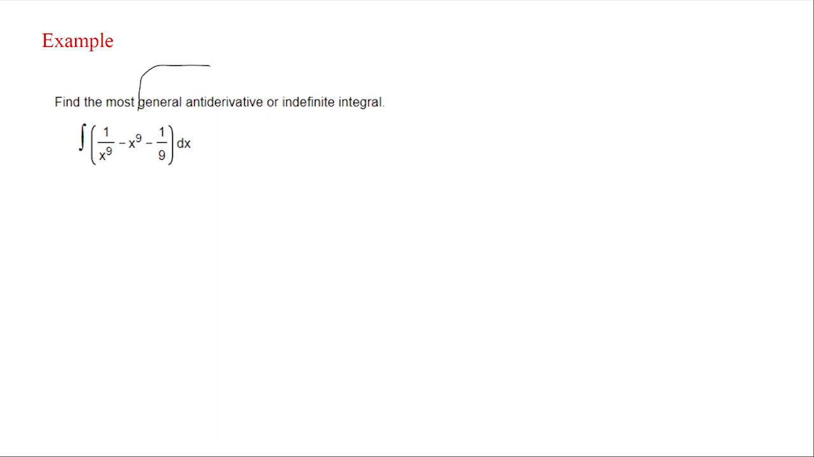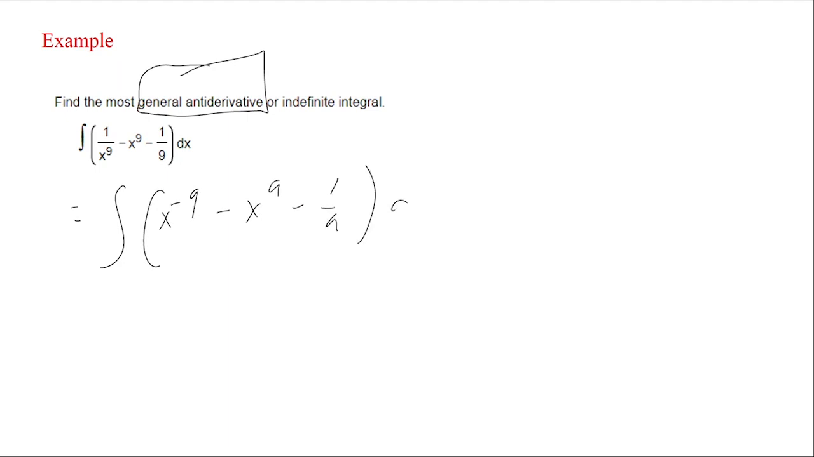Here we are just trying to find out the general antiderivative, meaning finally after finding the antiderivative of each of these functions, we just put plus c. So by using the very same idea, by that power rule, x to the power negative 9, that's the first one, x to the power positive 9 minus 1 over 9. By using the power rule, for the first one it would be 1 over negative 9 plus 1, x to the power negative 9 plus 1.